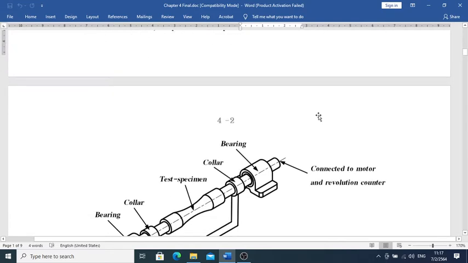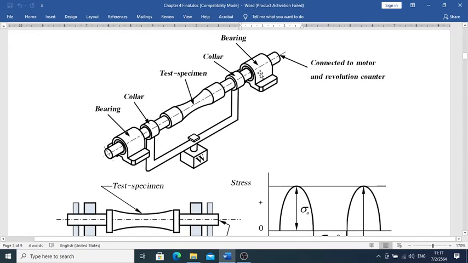Then we put it on the fatigue testing machine. We have a bearing, and we put the test specimen all the way in there. We have a collar, and we put a weight on it so the collar won't move. The bearing stands still and the collar stands still, while the shaft is allowed to rotate along its own axis.